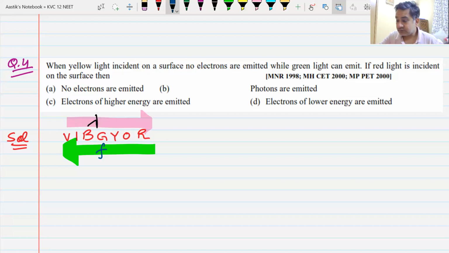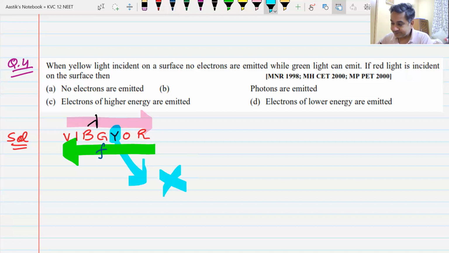Shall I help you? See, yellow light cannot emit. But green light can emit. That means green light is somewhere near the threshold frequency or threshold wavelength. That means light which has less wavelength compared to green will emit.